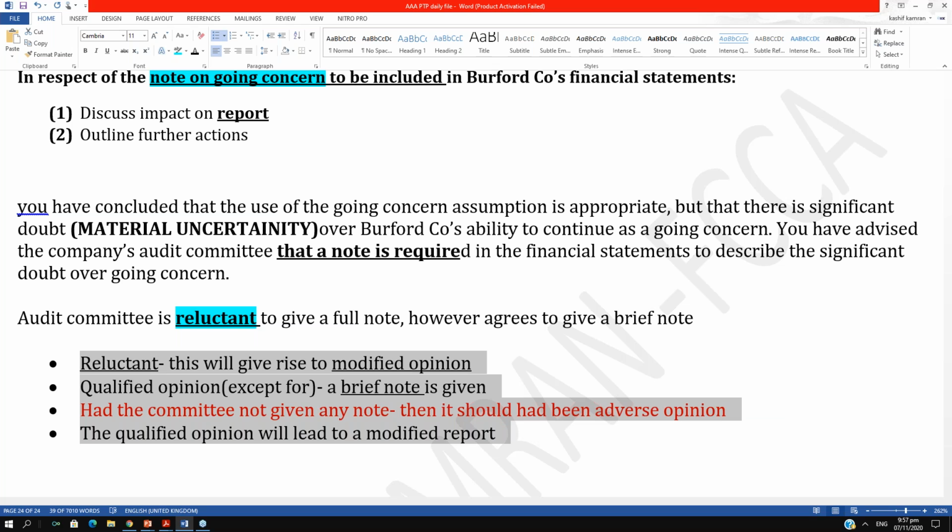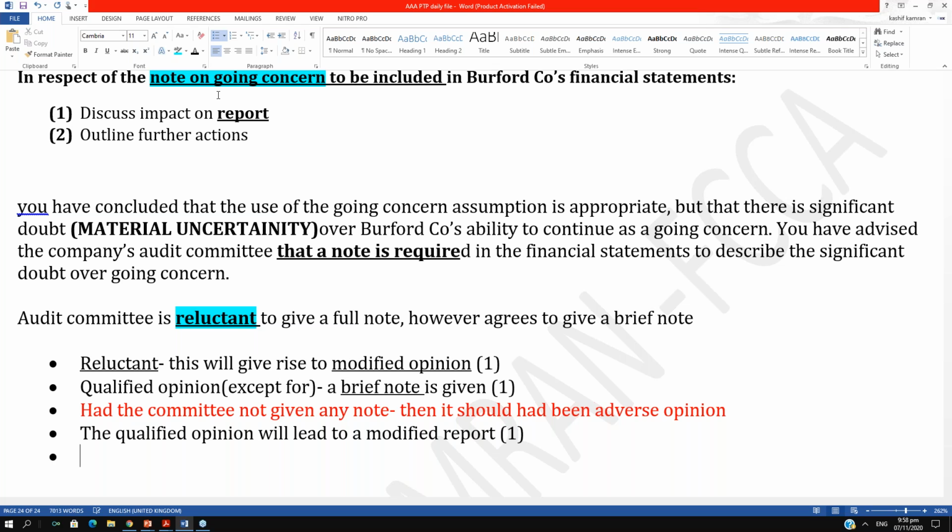Okay. So how many points will I get out of my 6 marks here? Reluctance will give rise to a modified opinion. If I explain this point, I will get 1 mark. Qualified opinion, 1 mark. And the qualified opinion will give rise to a modified report, 1 mark. At least I can get 3 marks out of my bullets. The bullet in red is just knowledge, right?